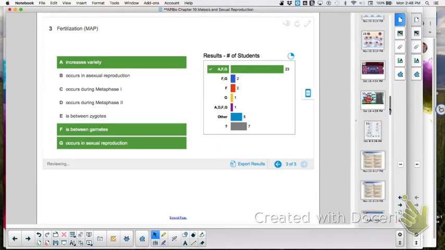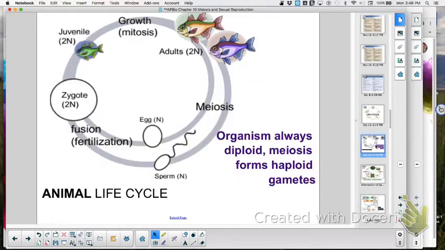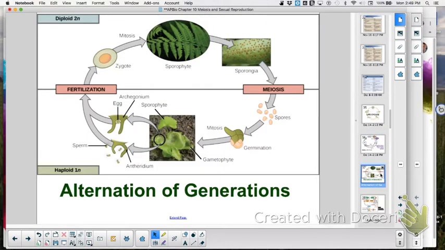Oh, life's lovely. All right. We talked about life cycles. We talked about our organisms. We're always diploid. Animals are always diploid. The only ones that are haploid are sperm or egg. We talked about alternation of generations. We're going to hit this harder when we get into plants.